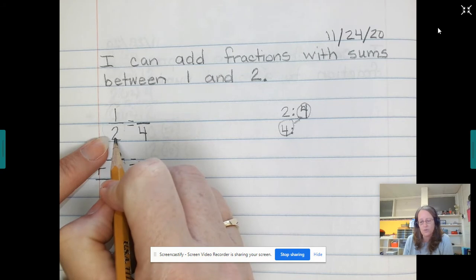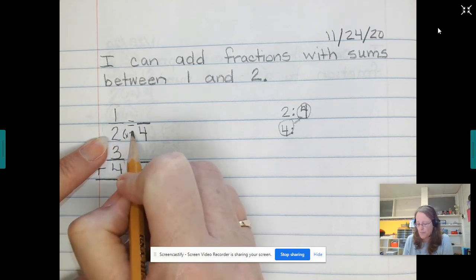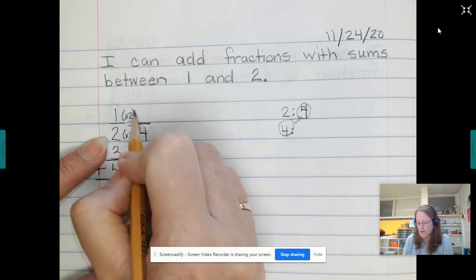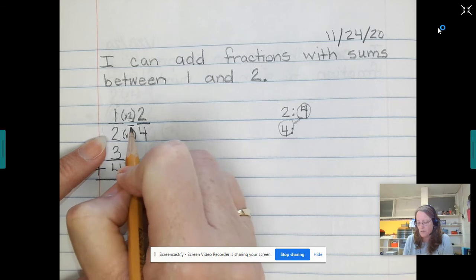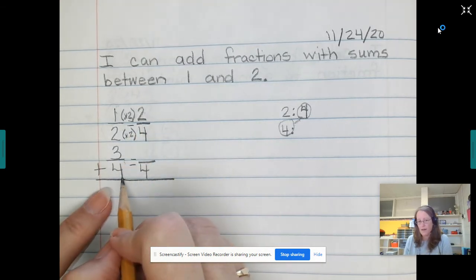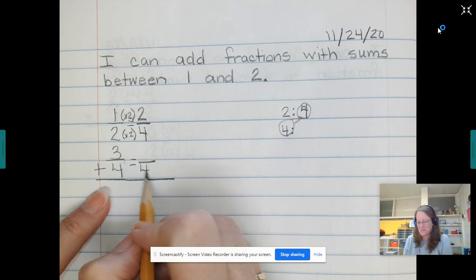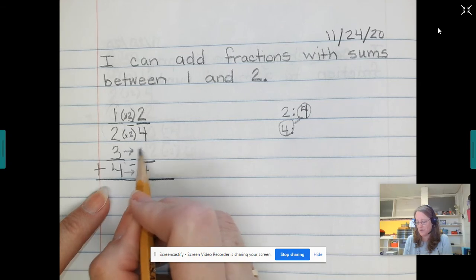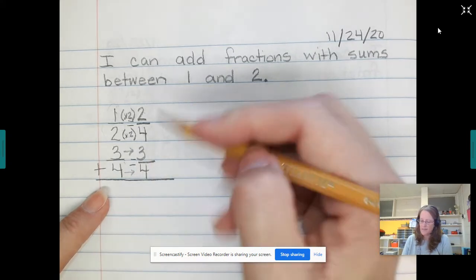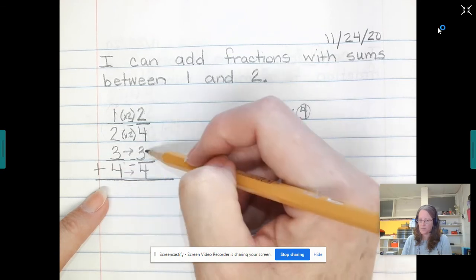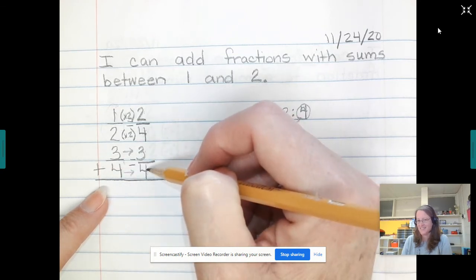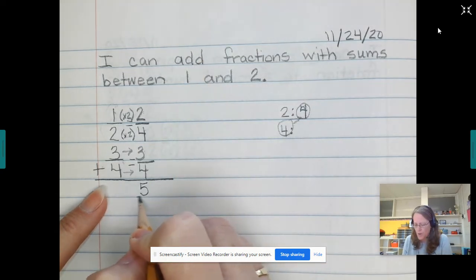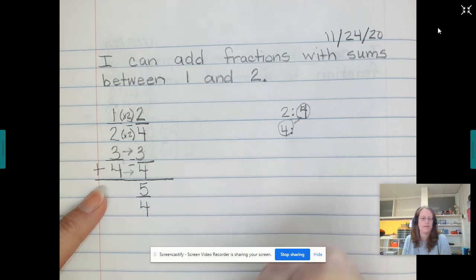I know that 2 times 2 gave me 4, so I'm going to do the same thing to my numerator. 1/2 is equivalent to 2/4. What happened to this 4 to turn it into a 4? It just slid right over. So I'm going to slide that 3 right over. 2/4 plus 3/4 is 5/4. What do you notice about 5/4?